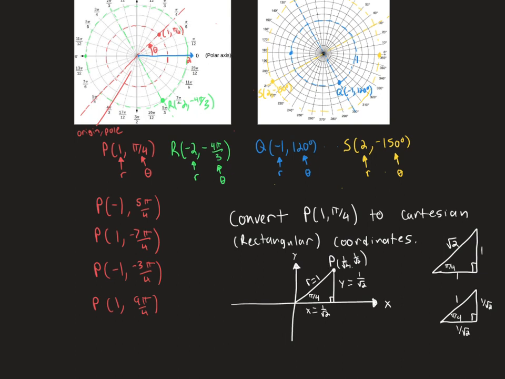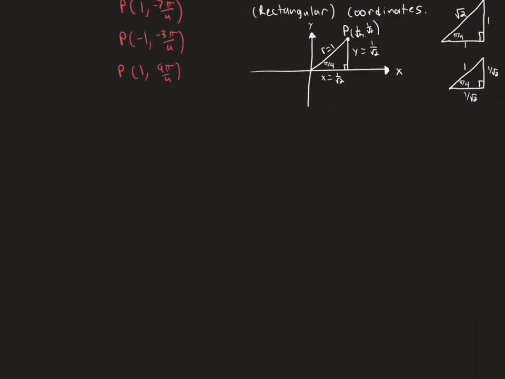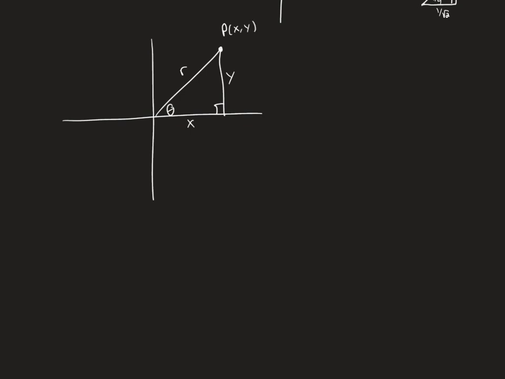There are lots of relationships that make this a little bit easier to do. So let's talk about those relationships. We're going to start out with our pretty standard picture: x, y, r. We've drawn this picture 100 times. And this point P, we can think of it as a rectangular point, or we can think about it as a polar point.